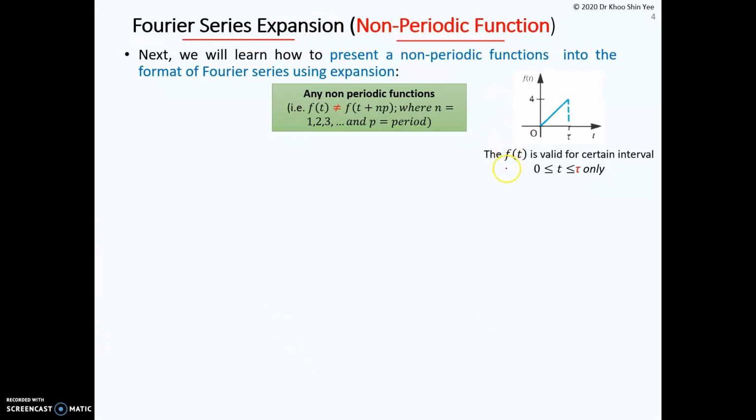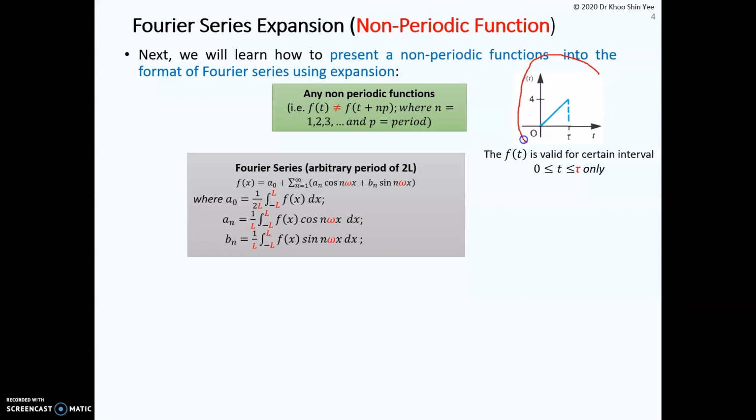For example, you have a f(t) function here, which is only valid for a certain interval, from 0 to tau. So this function does not repeat itself over time. Therefore, we cannot find the period, angular frequency, or the half period information from this function. For a non-periodic function like this, we know that f(t) is not equal to f(t plus nP). Since this is not a periodic function, we cannot perform the Fourier series on this function.